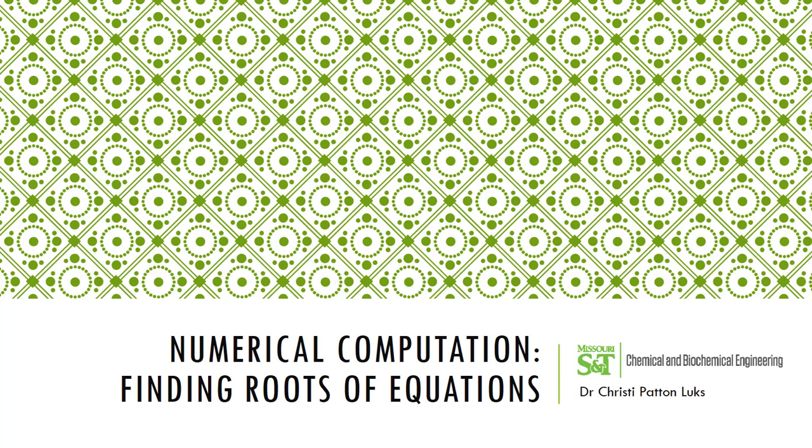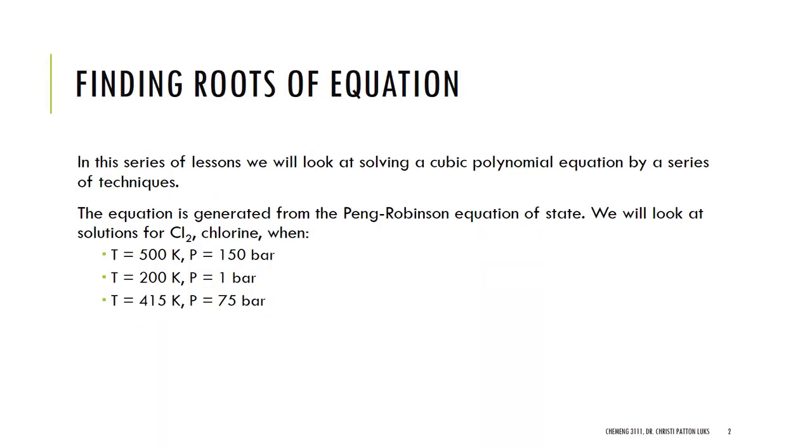In this series of lessons, we'll be looking at numerical computation techniques, or ways of finding roots of equations. In particular, we're going to be looking at a cubic polynomial equation, which was generated for the Peng-Robinson equation of state for chlorine. And we're going to be specifically looking at three different cases: one where the temperature is 500 Kelvin and the pressure is 150 bar, another at 200 Kelvin and 1 bar, and another at 415 Kelvin and 75 bar. And we're going to start by looking at this using graphical techniques.